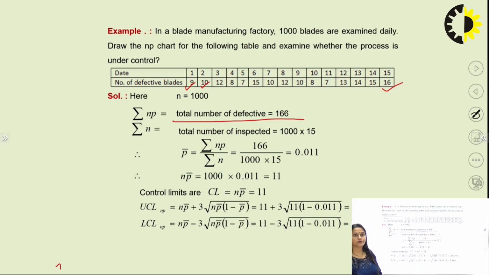166. The total number of defectives are 166, and the total number of blades inspected are, how many days are these being inspected? 15 days, because from day 1 to day 15. So 15 days into, and every day how many blades are being examined? 1000. So 1000 into 15 becomes 15,000.